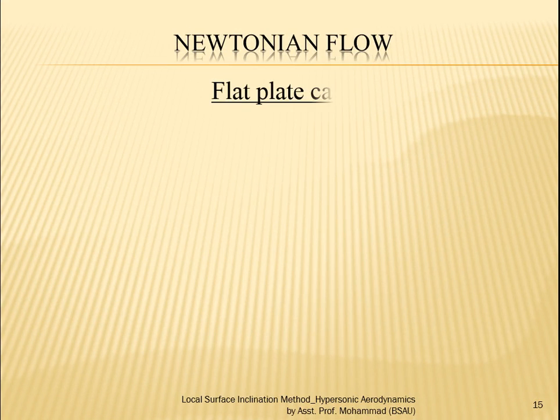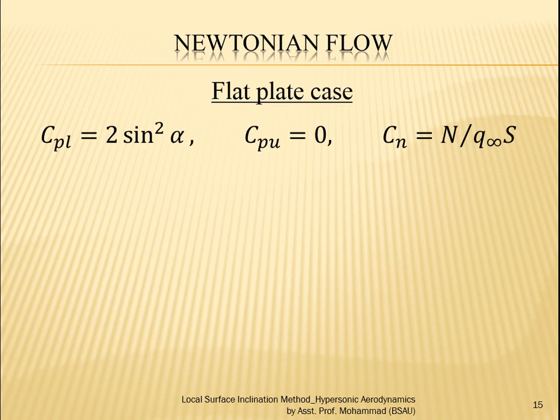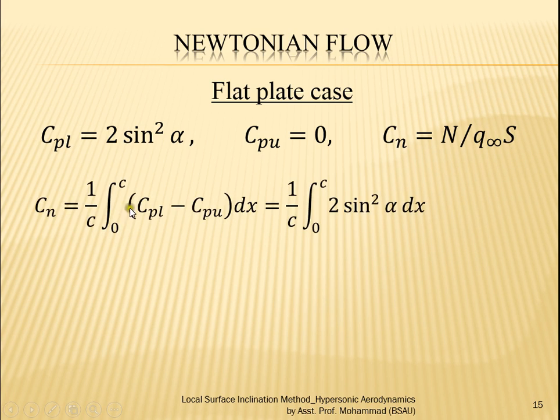So in this case we now have Cpl equal to 2 sine squared alpha and Cpu equal to 0. So Cn, the normal force coefficient, will be the total normal force divided by q infinity S, where S is the total area. Cn will be Cpl minus Cpu, by the definition from the geometry, times dx, and then we just integrate it throughout the length and divide by c. So this becomes again 2 sine squared alpha dx.